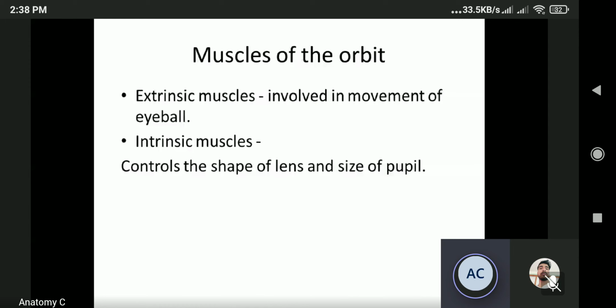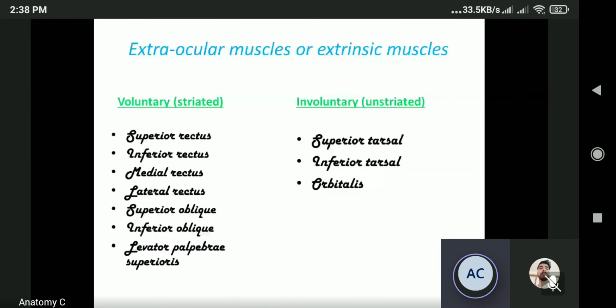Just please remember, you have to study extrinsic and intrinsic both. Intrinsic is not that important at first, and it is not much in your book either, but you have to go through those three muscles also.